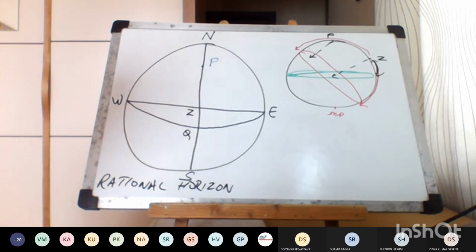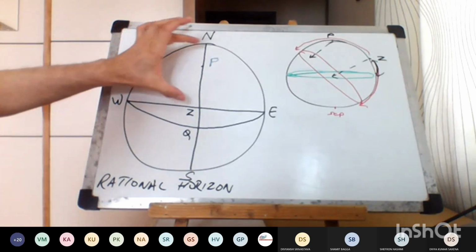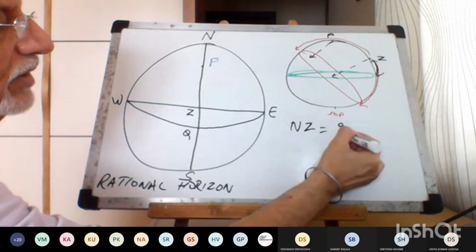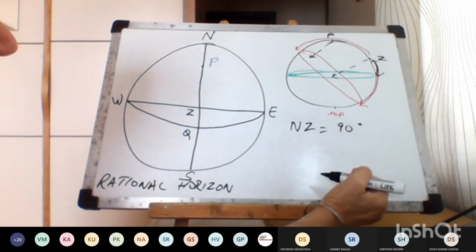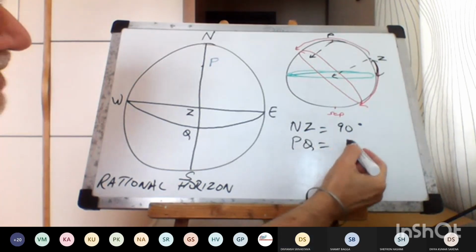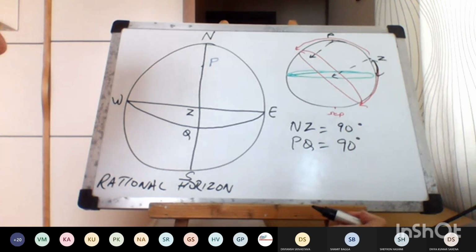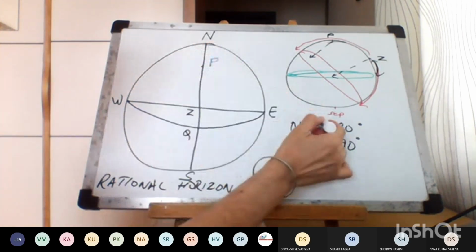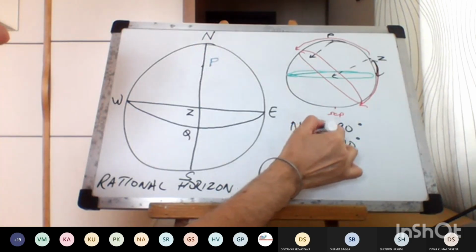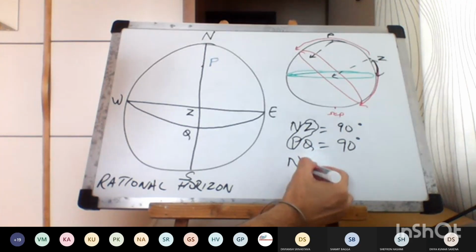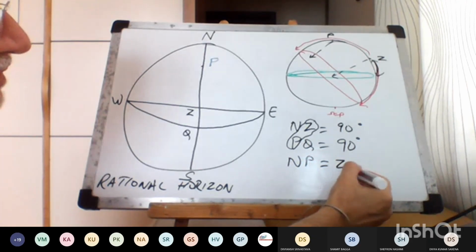Yes, okay, sir. Now I will explain one small relationship to you. We said that NZ is equal to 90 degrees. This is correct? PQ is also 90 degrees, pole to the equator. So PZ is common over here, which means NP is equal to ZQ.